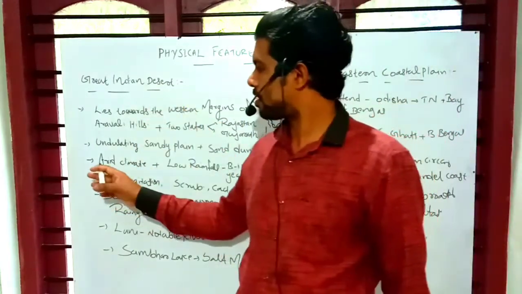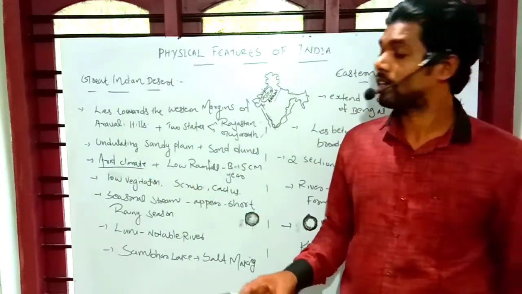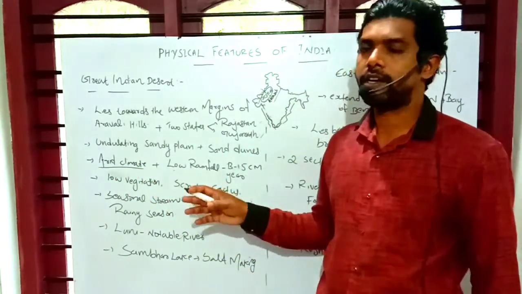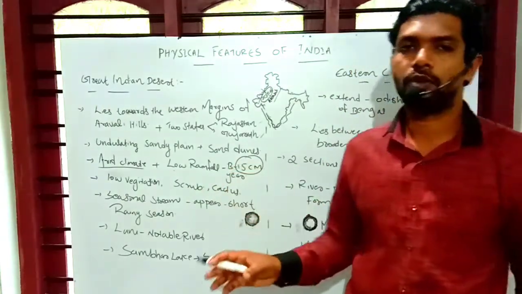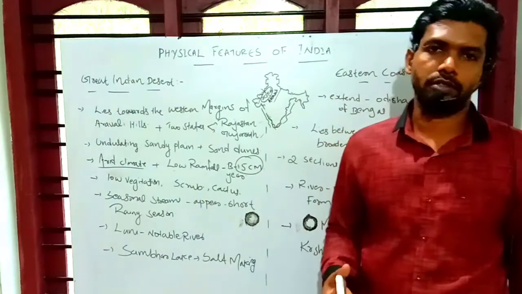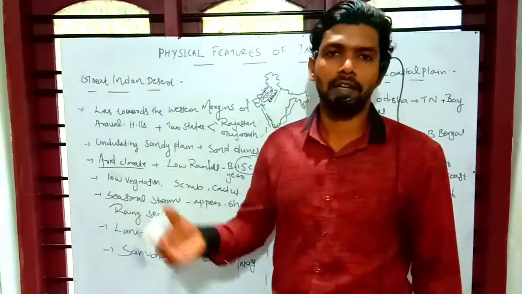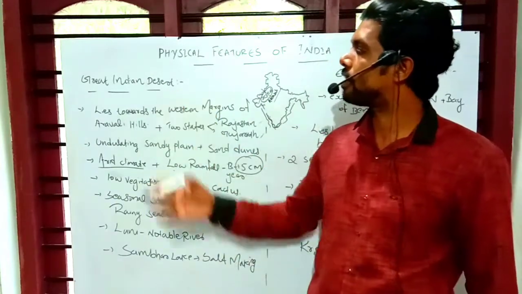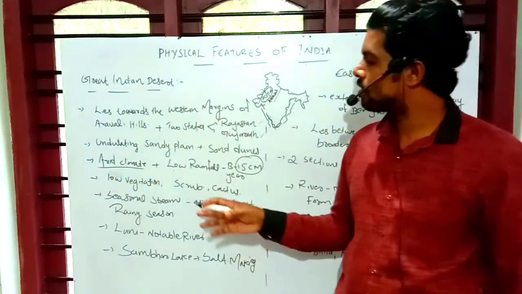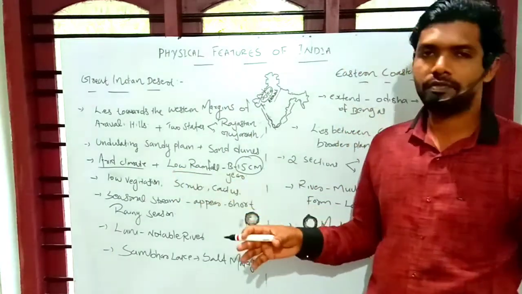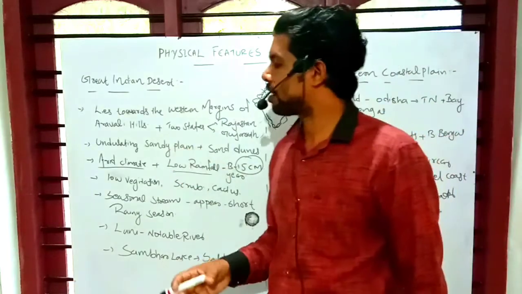The Indian desert is known for its arid climate condition, because of low rainfall. Here it receives only below 15 centimeters of rainfall per annum. That is why this area has a very arid and very hot climate. Low rainfall is another major feature of the Great Indian Desert.